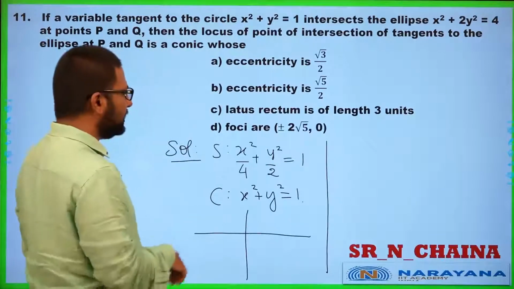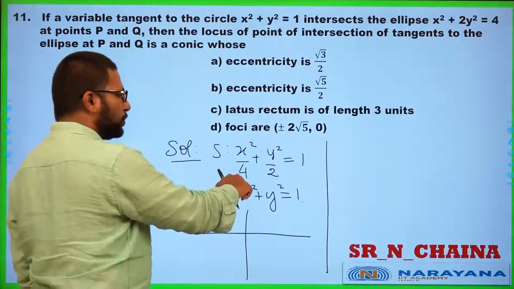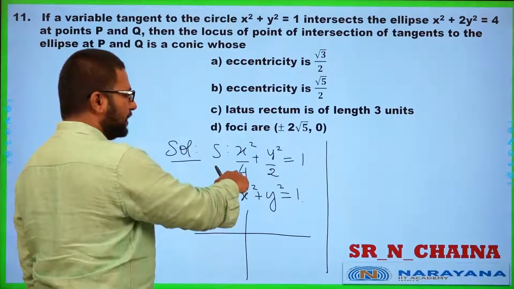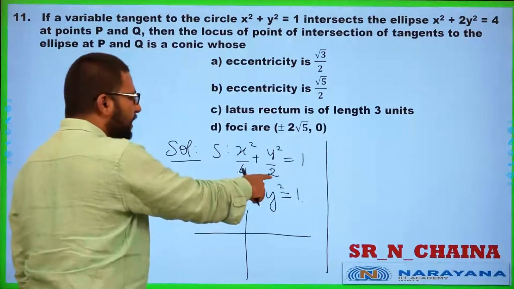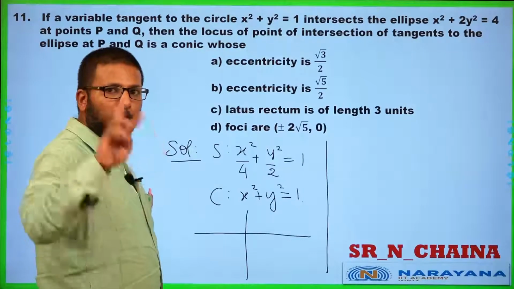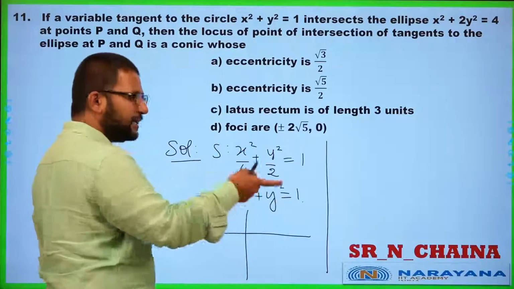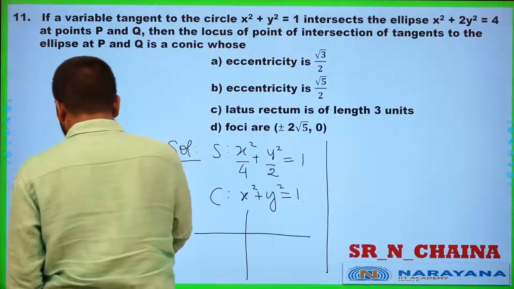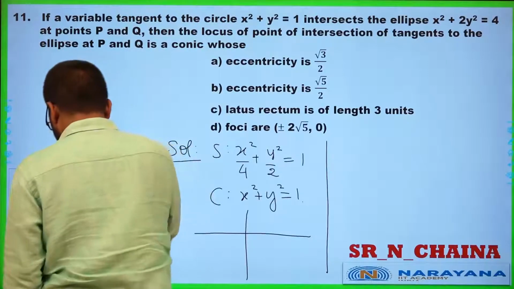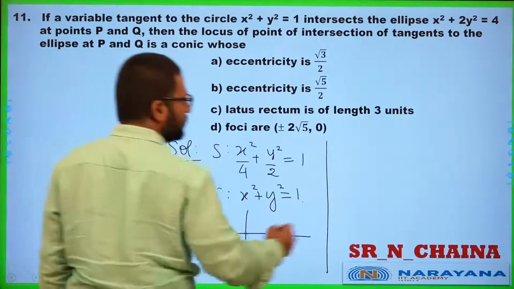You have to realize that for this ellipse, the semi-major axis A is 2 and the value of B is root 2. Both of them are bigger than 1 here, which means the circle is completely inside the ellipse. Alright. Okay, so I guess it is better to draw it here.